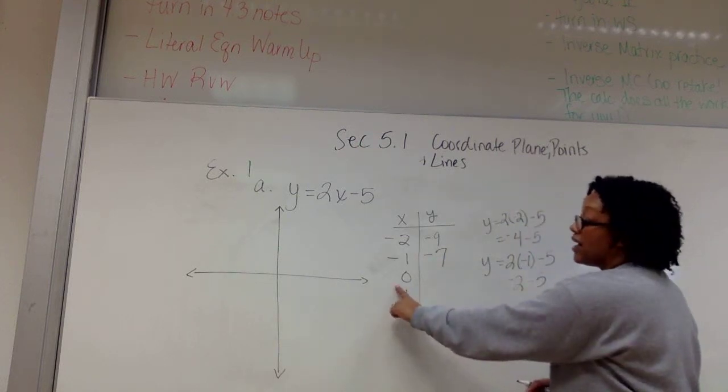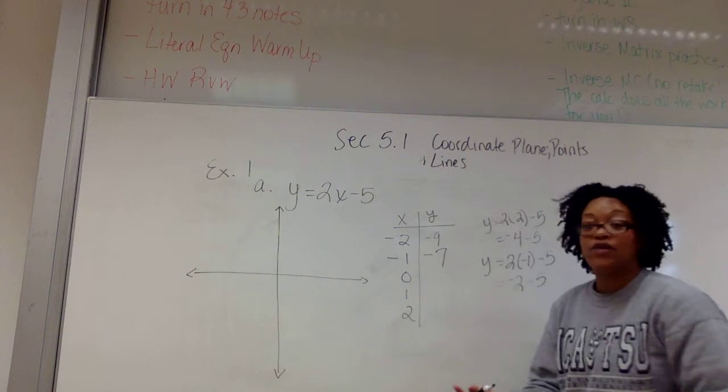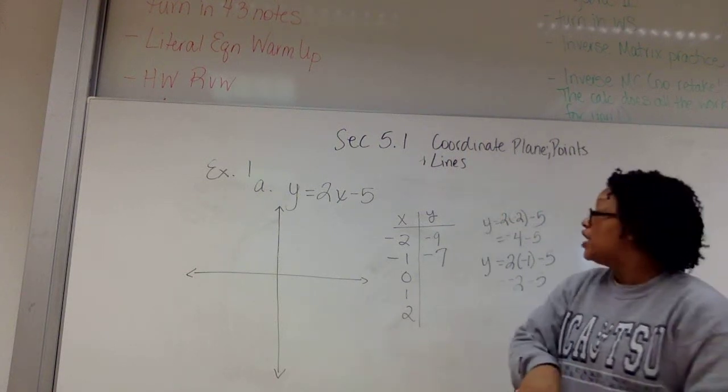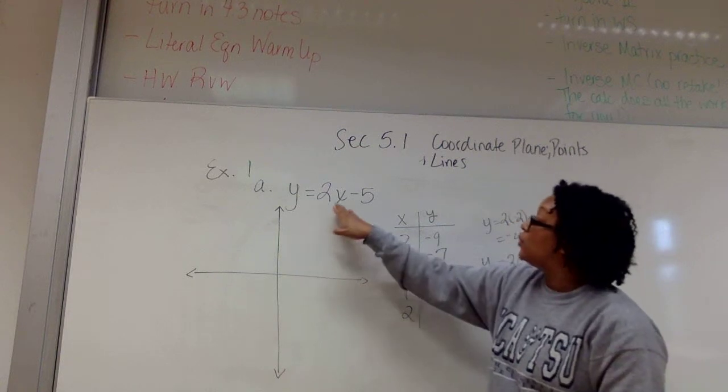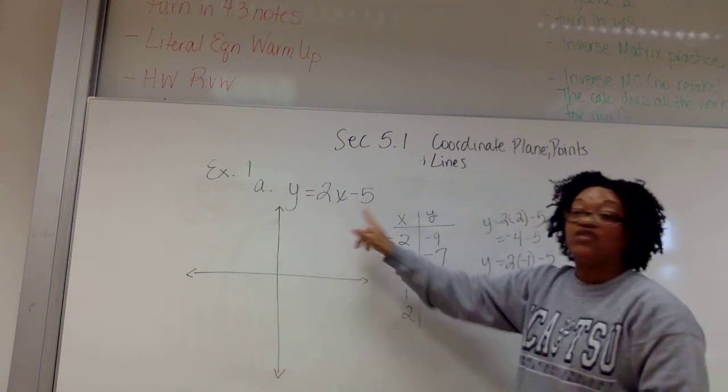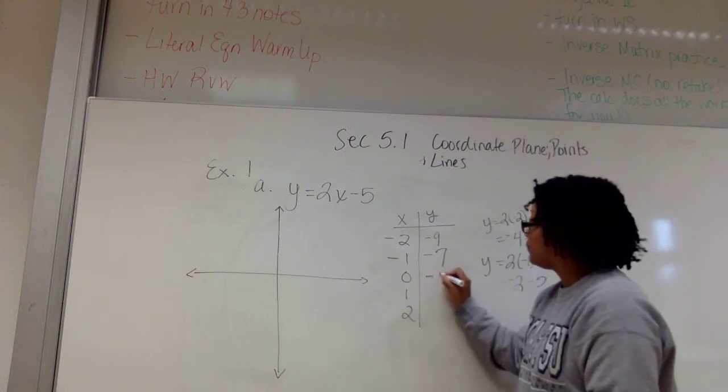Now, here my x is 0. Anytime you have a number times 0, it knocks the whole thing out. So if I want to know what y is when x is 0, that whole thing is gone. So my y is just -5.